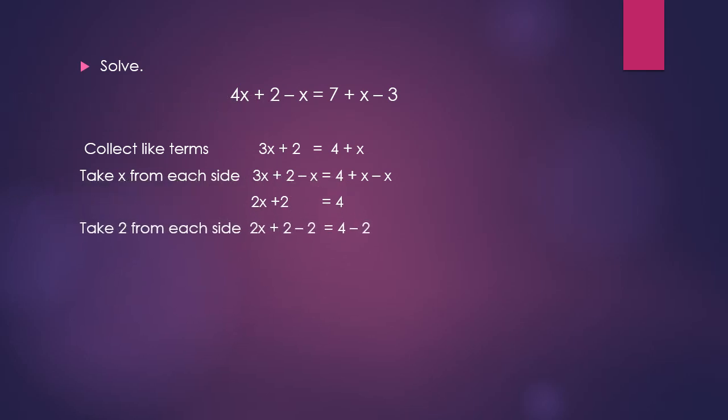Then you can take 2 from each side. To cancel the positive 2 from the left hand side, you must add negative 2 to both sides. Then in the next step you are getting 2x equals 2. Then divide each side by 2 to get the answer. x equals 1 is the final answer.